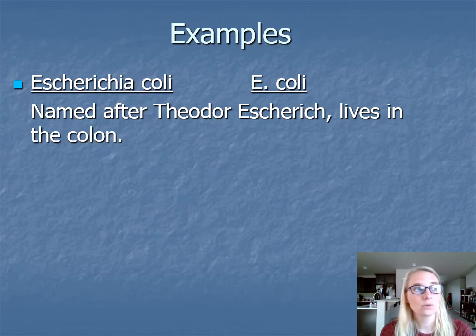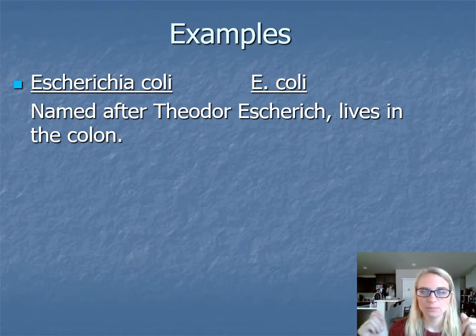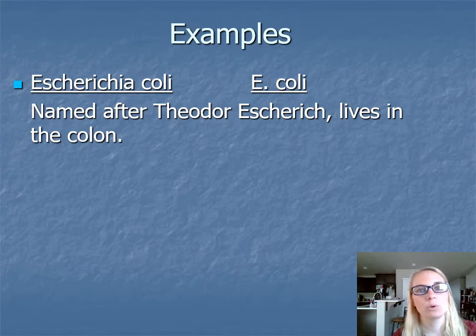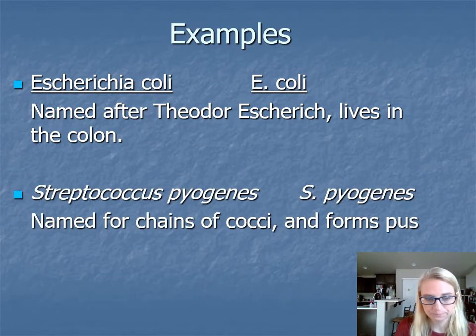So scientific names can be a combination of kind of paying homage to the person who discovered it, or descriptive terms about where it lives or what it does, or maybe a shape or something like that. People are trying to get away from more people names and trying to stick to more descriptive terms. But once you discover something, you have the right to name it whatever you want.